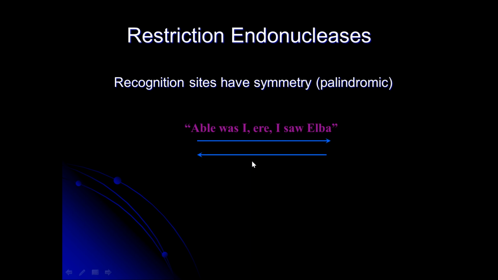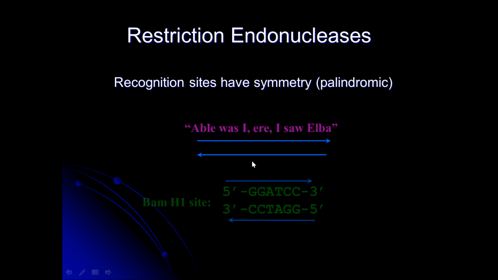Now, recognition sites are symmetric, that is, palindromic. What do you mean? I already told you what palindromic means. Palindromic means that whether we read from the left side or the right side, both sentences will be similar.